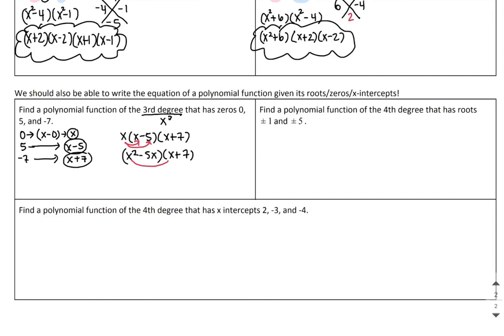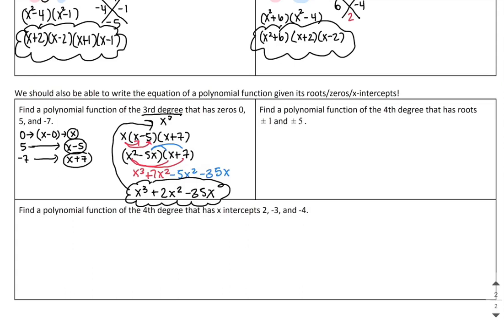I have x squared times x, which gives me x cubed. X squared times 7 is 7x squared. I have negative 5x times x gives me negative 5x squared. And negative 5x times 7 is negative 35x. And then my final answer, when I collect my like terms, is x cubed plus 2x squared minus 35x. That's my answer in standard form, which is perfect because I needed it to be third degree, and it is. So that's its highest power.